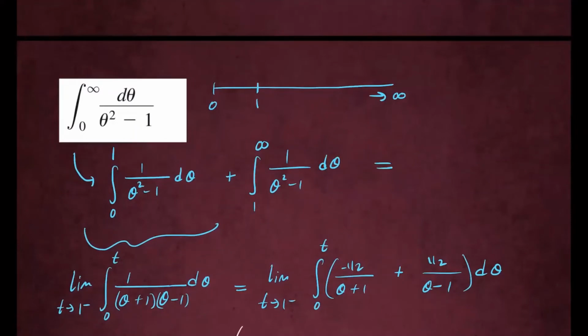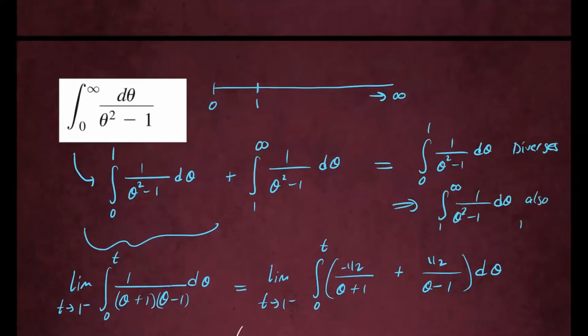We can say that since the integral from 0 to 1 of 1 over theta squared minus 1 d theta diverges, this implies that the integral from 1 to infinity of 1 over theta squared minus 1 d theta also diverges. So that's the conclusion we can draw from this integral. So I hope this makes sense. These problems could be tedious sometimes, but just carry out the integration with the techniques you have learned, and at the end, take the limit and see what happens.